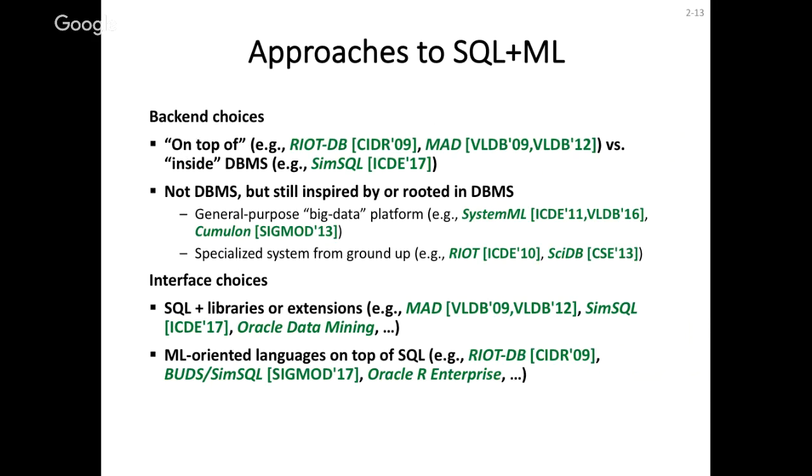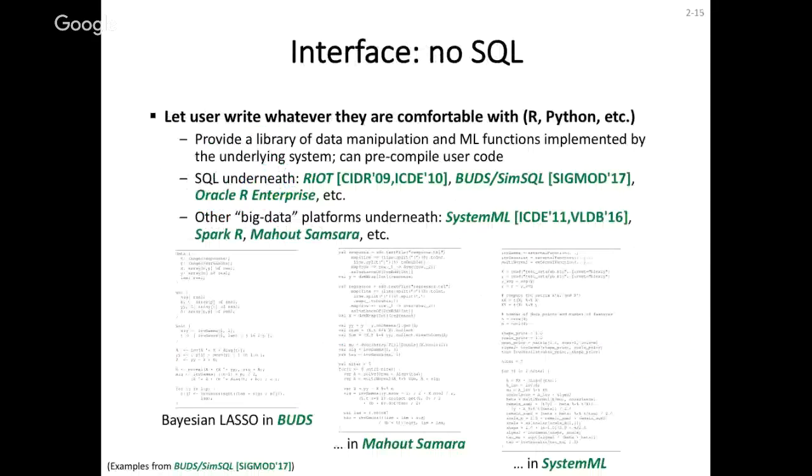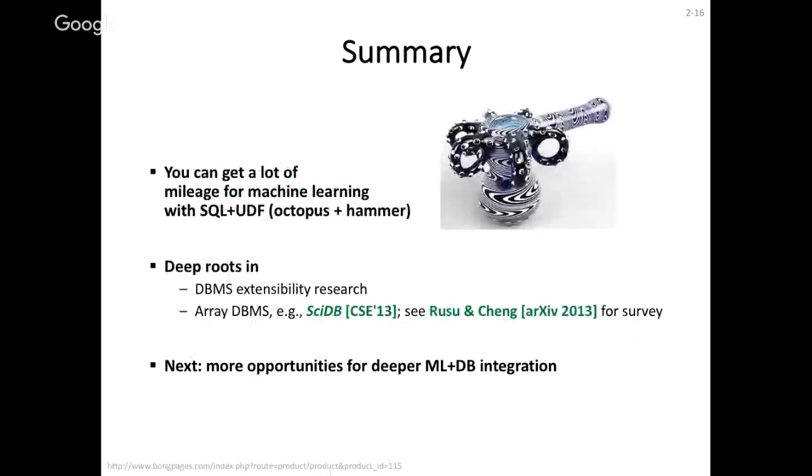Since I'm running short on time, I'm going to stop here and quickly jump to the summary for my part, which is that you can get a lot of mileage for machine learning just by using SQL and UDFs. A lot of this work has very deep roots in database management system extensibility research. It also has roots in array DBMSs and specialized systems people have developed over the years that handle matrix-like data. So next up, Arun is going to talk about even more opportunities for doing joint optimization when you have deeper ML plus DB integration.